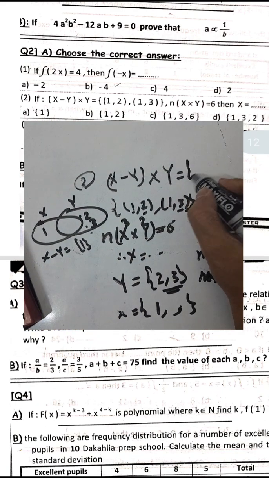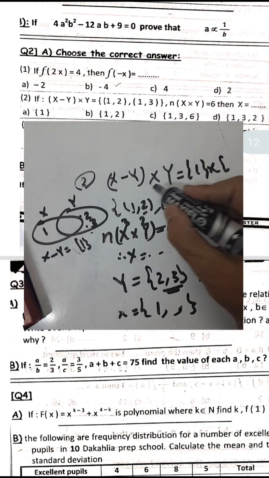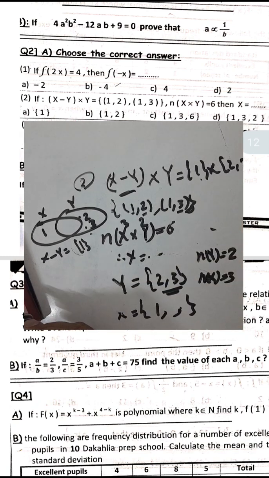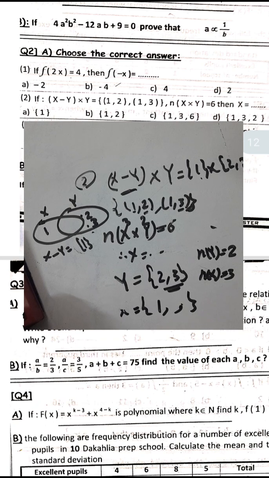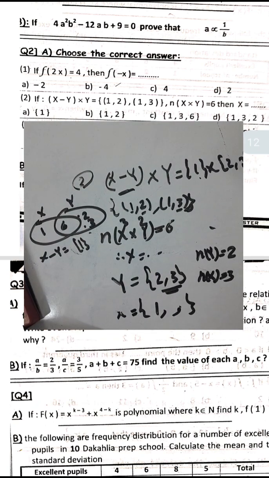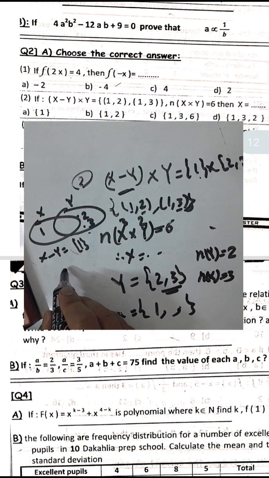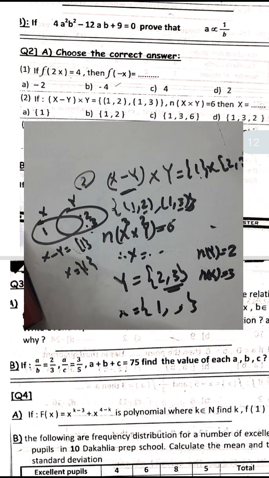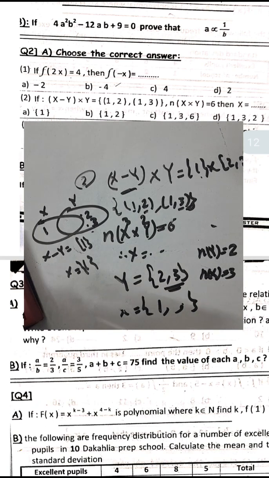The first here will be 1, product with x minus y, it will be 1 product with 2 and 3 here. Then the elements in x, we have 3 numbers. We can write 6 here. 1 and 6, but not 1 and 2, and we have 1 only. X has 1 only, but he gives us the information that the Cartesian product between x and y equals 6, and y has 2 elements.